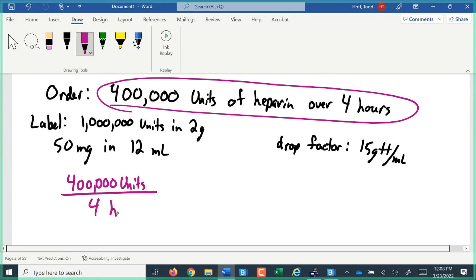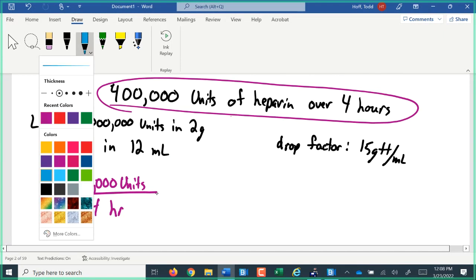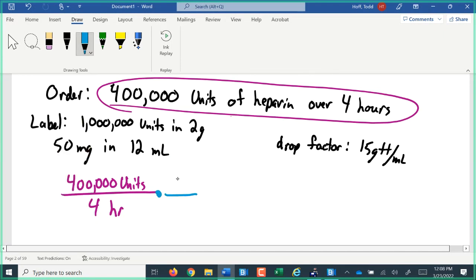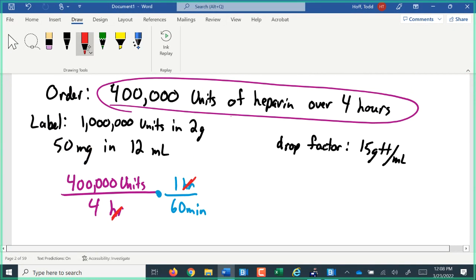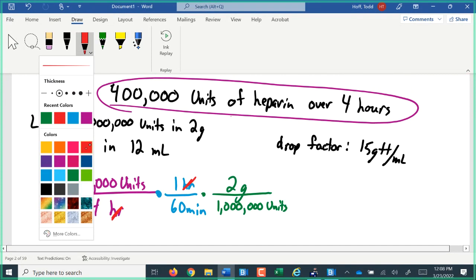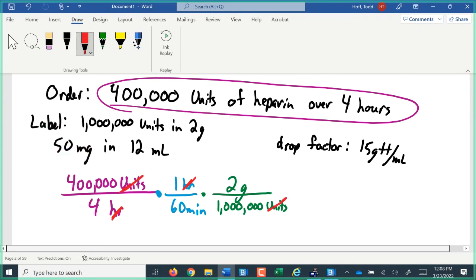Per hours. And like we've done with pretty much every other example, we'll start by getting rid of the hours. 1 hour is 60 minutes. Hours have been canceled out. Now we need to get rid of that weird unit of units. On the label, it said 1 million units, so units are going to go on bottom to cancel those out. 1 million units on bottom in grams. Units have canceled out.